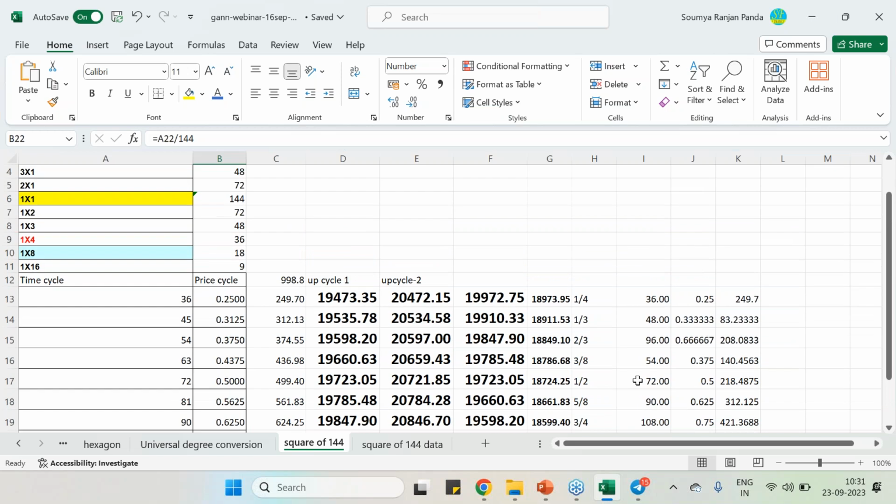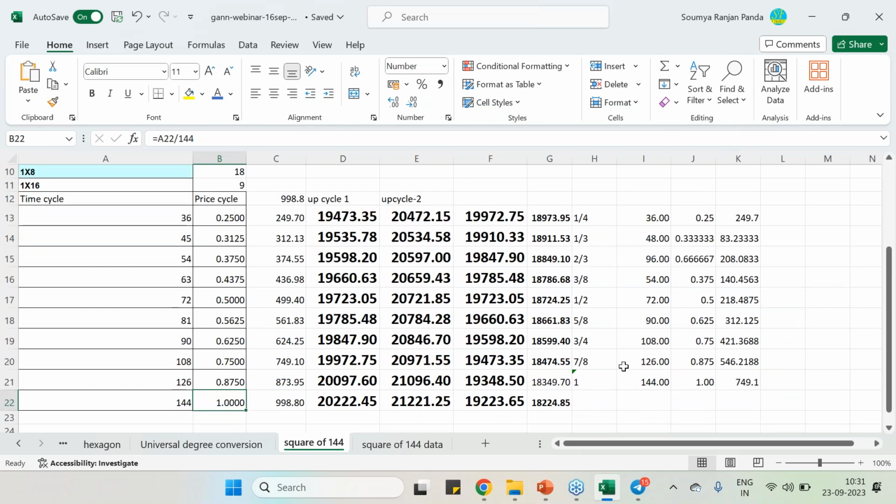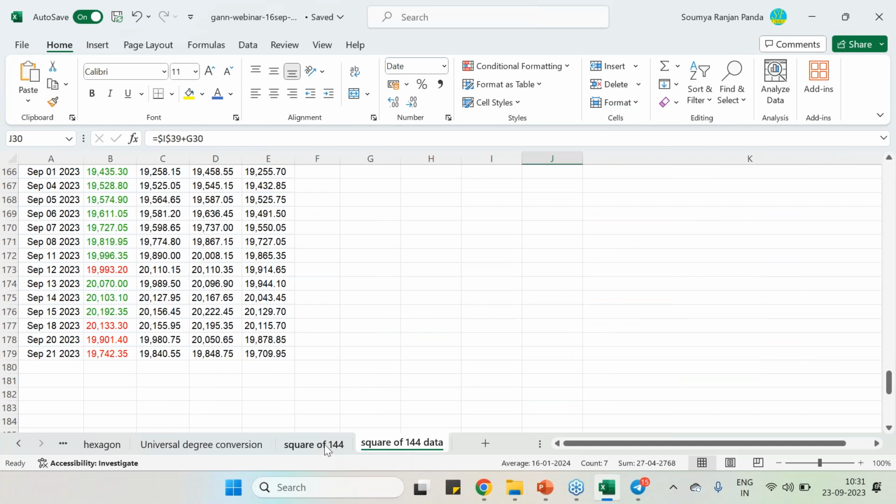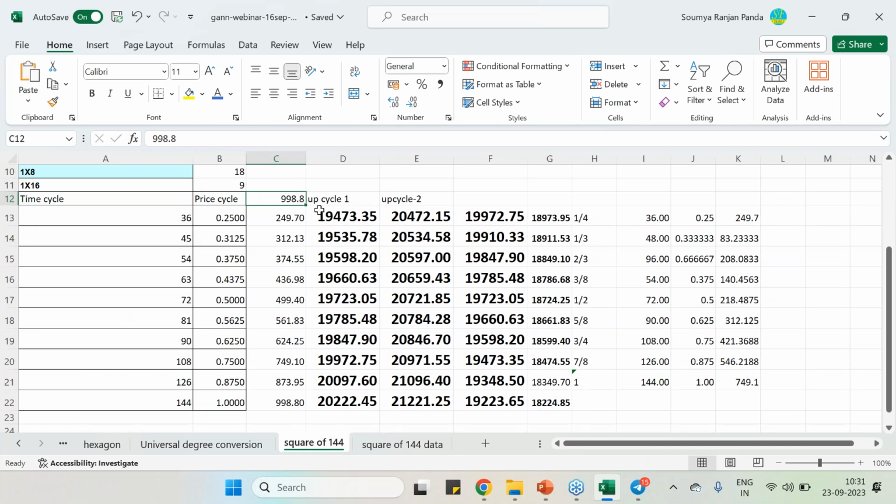This is the price cycle. This is the time cycle. Understood this price cycle and time cycle? Or we will go for the forecasting price calculation. So the price range we required is 998 points. What is the price range? It has come 998.8. So where does this 998.8 come from?